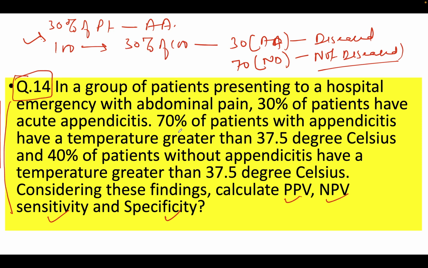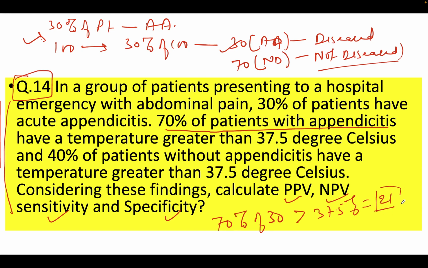Now I'll read the other part of the question. 70% of patients with appendicitis, meaning 70% of patients with disease, which is 70% of 30, have temperature greater than 37.5 degrees. They are suffering from appendicitis, and when you measure the temperature, it was greater than 37.5. So 70% of 30 is 21. So this is my true positive here.